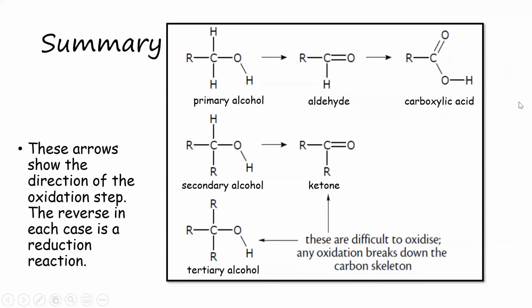Here is a summary of what we've discussed. So we've got primary, secondary, and tertiary alcohols, and we can see that primary alcohols can be oxidized to aldehydes and then to carboxylic acids. Secondary alcohols can be oxidized to ketones. Tertiary alcohols cannot be oxidized. The arrows going horizontally on this page indicate the direction of the oxidation step. The reverse in each case is a reduction reaction.